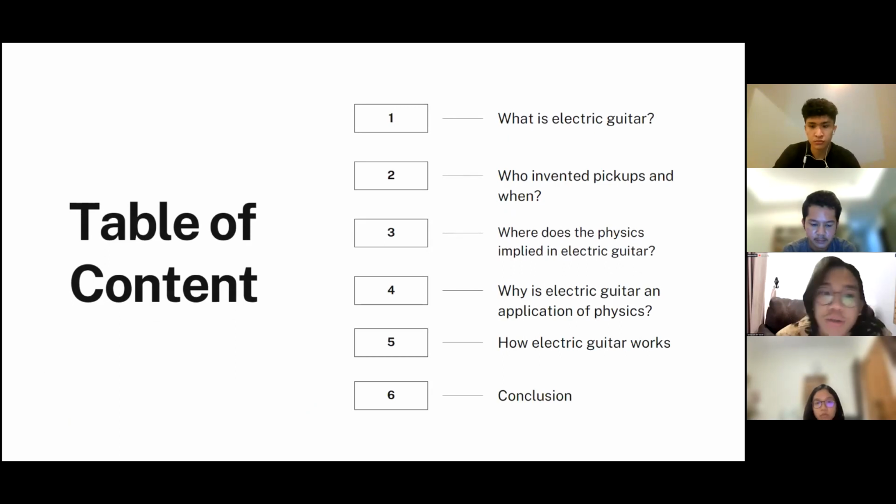Okay, our presentation covers six chapters. The first one, what is an electric guitar? The second one is who invented pickups and when? The third one is where is the physics implied in electric guitars? The fourth one, why is the electric guitar an application of physics? The fifth one, how does an electric guitar work? And the last one is the conclusion.